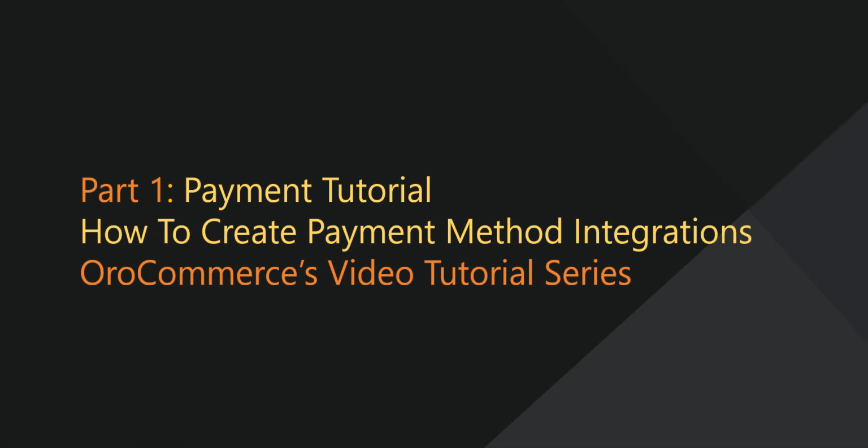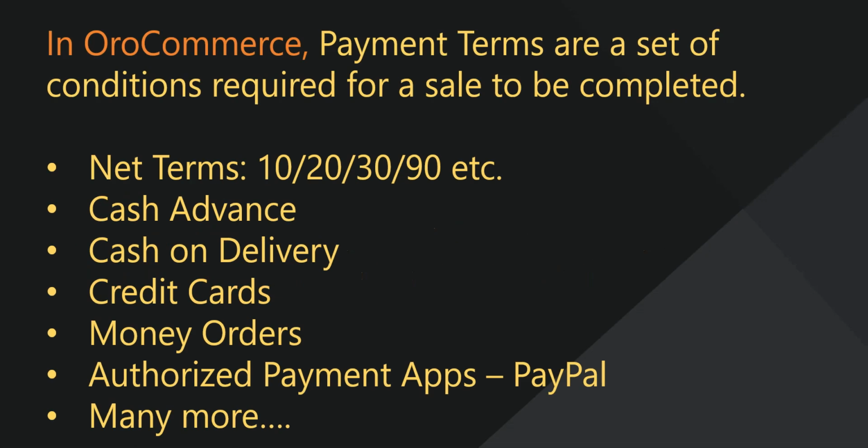This is Rhonda with Oro Inc., and today I'll be demonstrating how to create payment method integrations and payment terms using OroCommerce. In OroCommerce, payment terms are a set of conditions required for a sale to be completed. This, for example, could be net terms, which is the period of time allowed for a customer to pay off the amount due. For example, it could be net 10, 20, or 30 days and would mean the payment is due within those amount of days after the item is purchased.